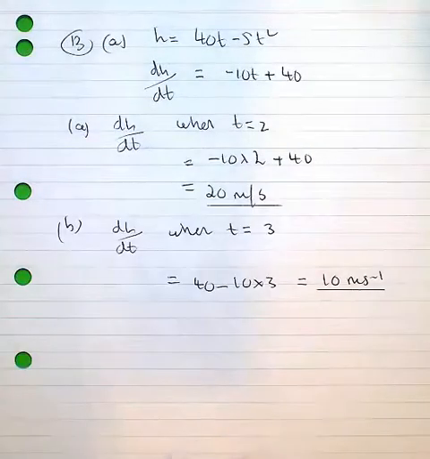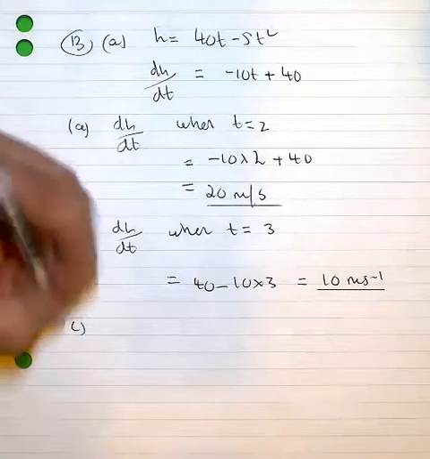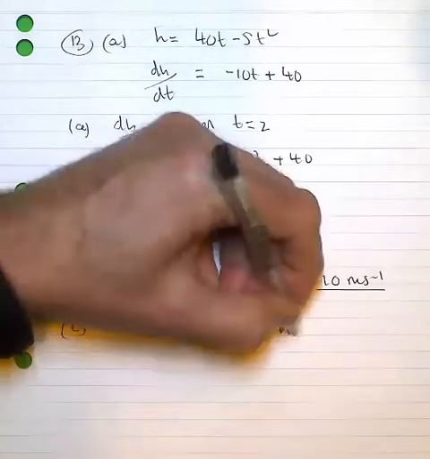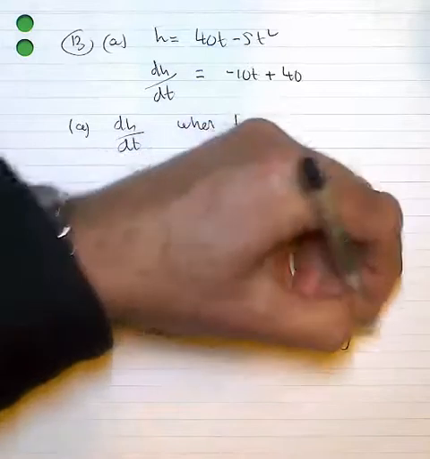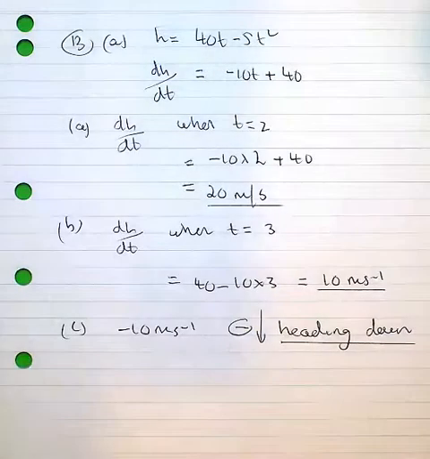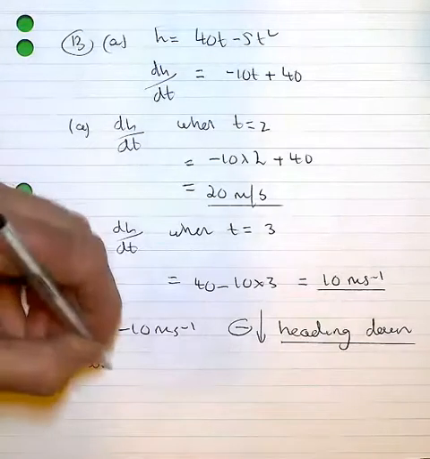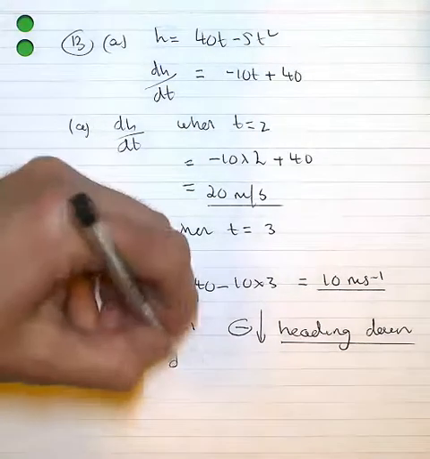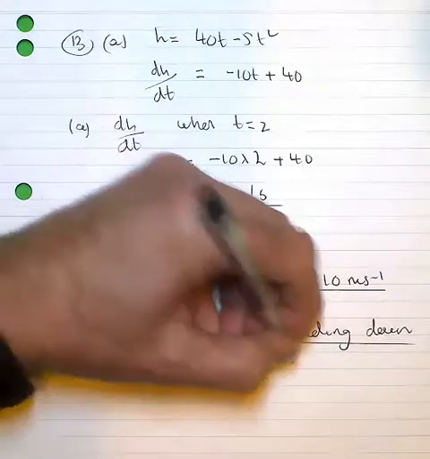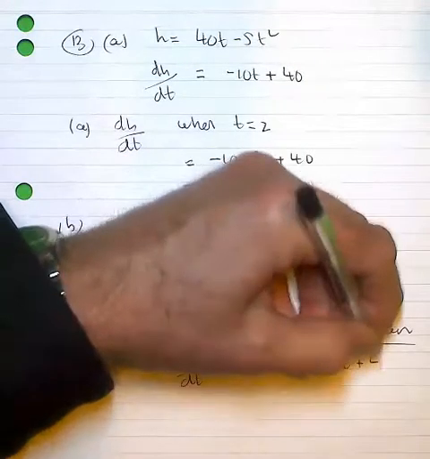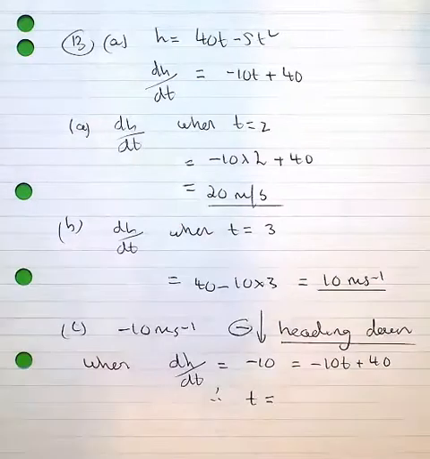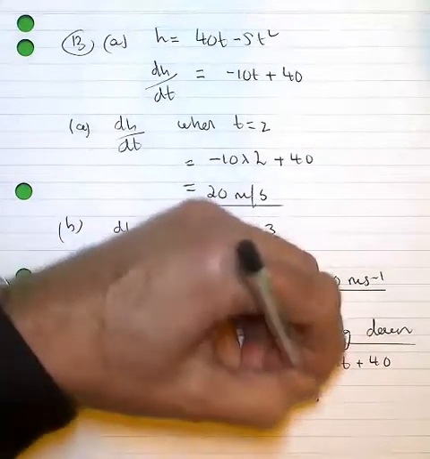For C, at what time is the velocity negative 10 meters per second? That means it's heading down. By definition, we use negative for a downwards velocity. So we'll determine when that occurs. So time in this instance is going to be 5 seconds.